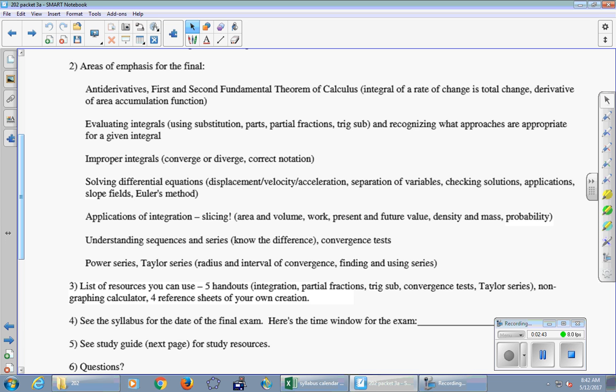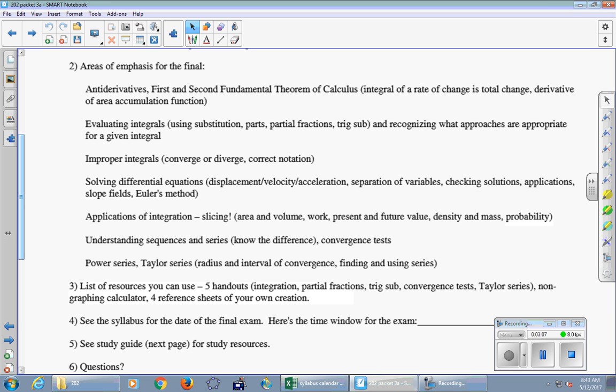Evaluating integrals, we had a bunch of techniques: substitution, parts, partial fractions, trig sub, and recognizing which approaches are appropriate for a given integral. We talked about improper integrals, whether they converge or diverge. Make sure you're comfortable with our limit notation. Because remember, improper integral means there's an infinity on the integral sign. And we change that infinity to a b and take a limit as b goes to infinity.